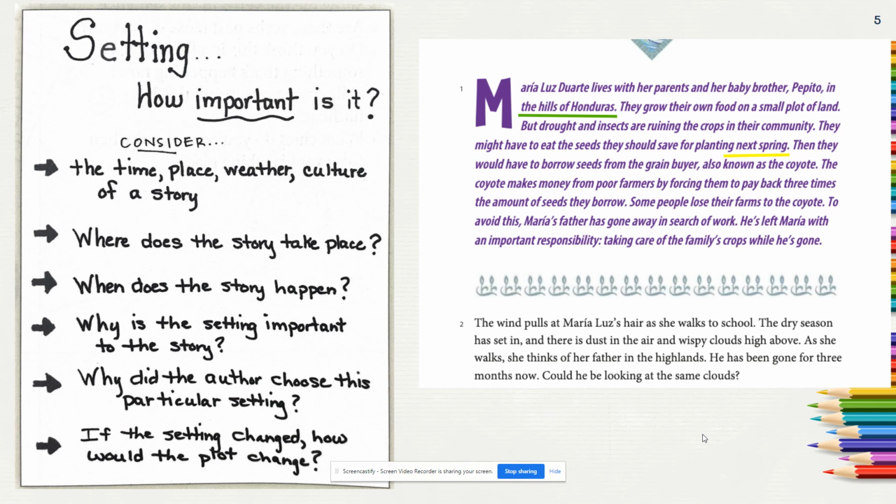Why did the author choose this particular setting? Well, the author probably chose this particular setting because without it, would the problem Maria Luz faced be the same? Think about that for a minute. Would there even be a story without this setting? The setting and characters have carried the whole story.